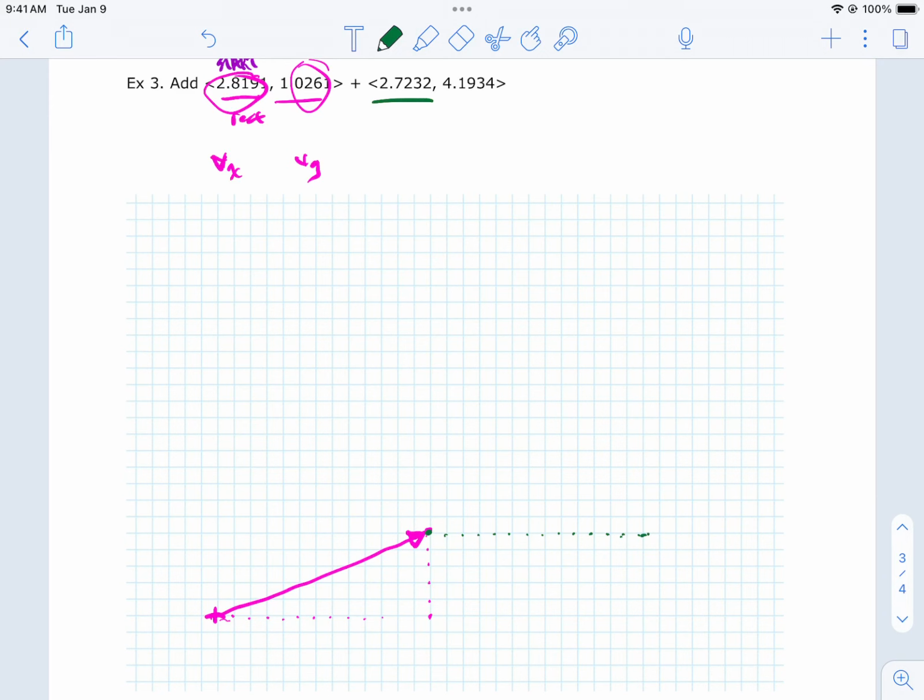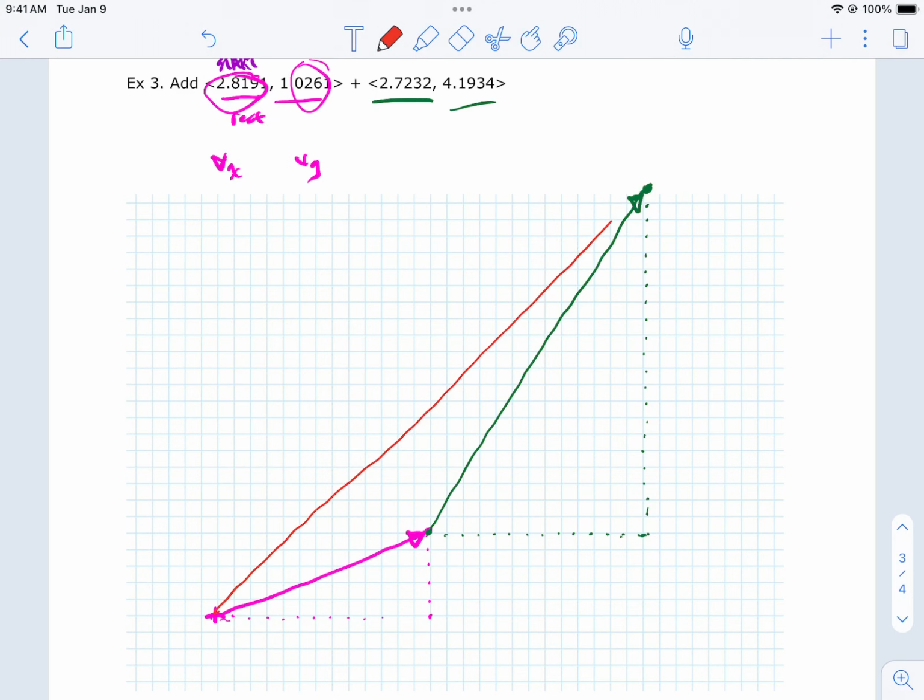That's how far I go in the x direction, and then in the y direction, whoa, I gotta go 4.2 almost, huh? 0.2, 0.4, 0.6, 0.8, 1, 2, 3, 4, somewhere around there. That's my end. Connect the start to the end, and you got something like this. So those two vectors, when you add them up, what do you get? You get this.